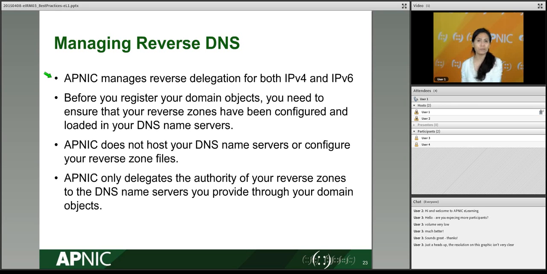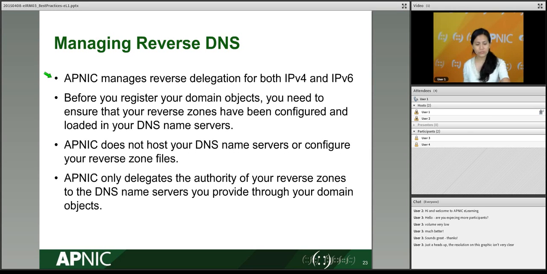Every IP address block that you requested from APNIC, whether it's IPv4 or IPv6, APNIC automatically manages and creates a reverse delegation for that IP address block. Okay, now this is particularly important for zone or DNS administrators. They must have entries for reverse DNS, right? And this block has been delegated to you as an APNIC member.